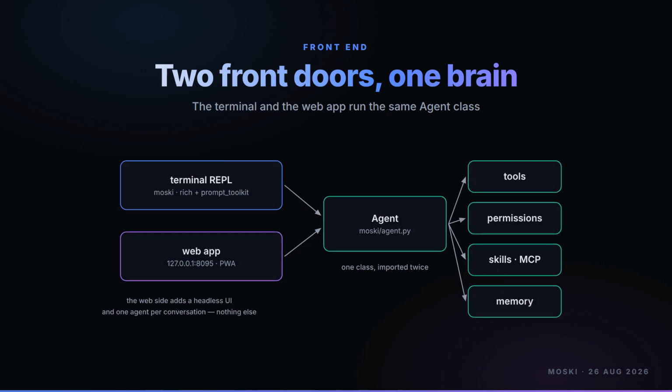There are 2 front ends, and this is the part worth understanding. One is the terminal, you type Mosky and get a REPL. The other is the web app on port 8095, which is what your phone and the desktop window use. They are not 2 products. The web server does not re-implement the agent loop. It imports the same agent class the terminal uses, with the same tools, the same permission rules, the same memory. The website only adds a headless user interface and keeps 1 agent per conversation.